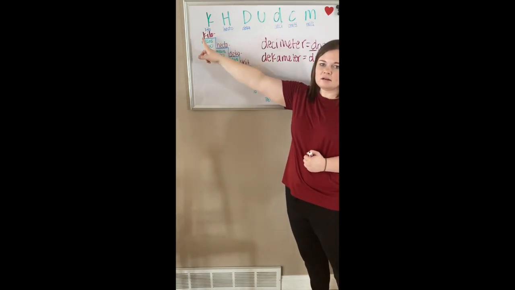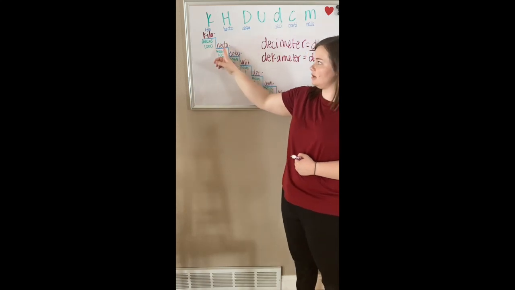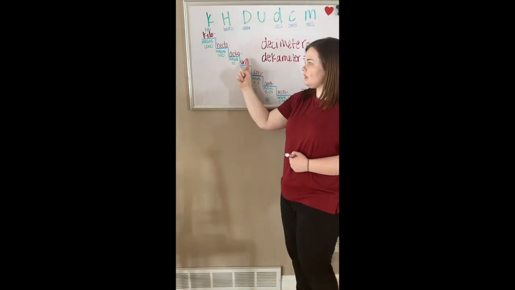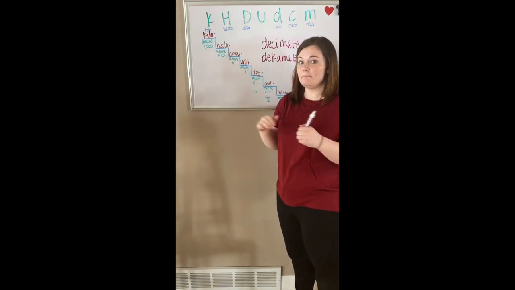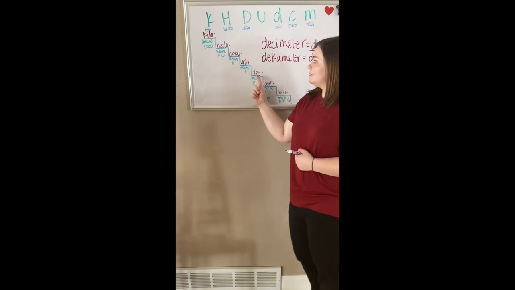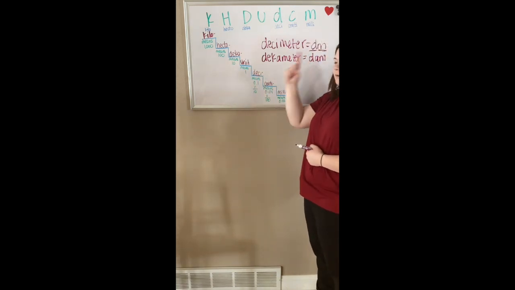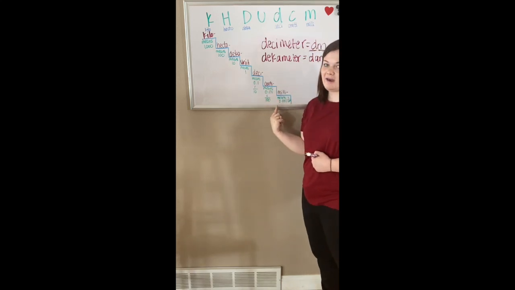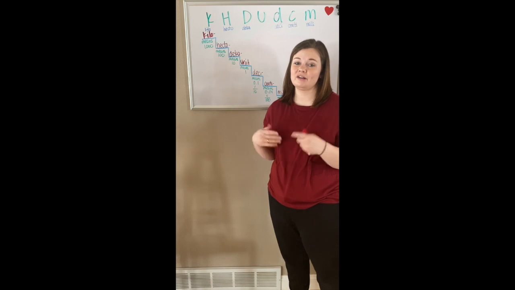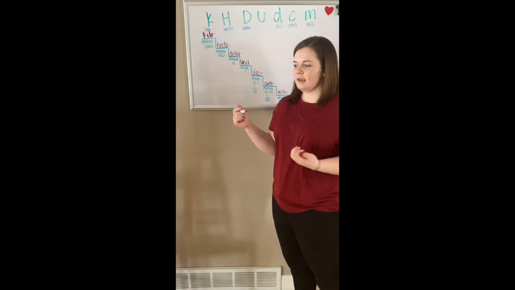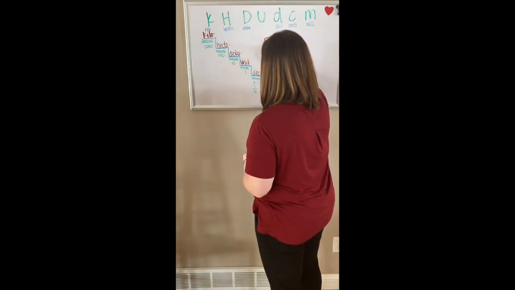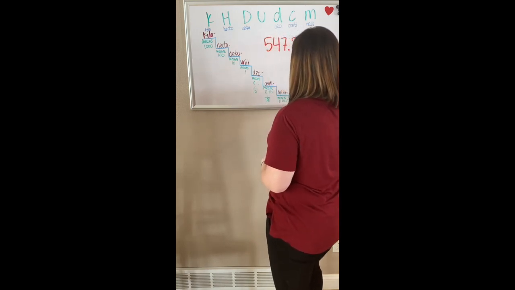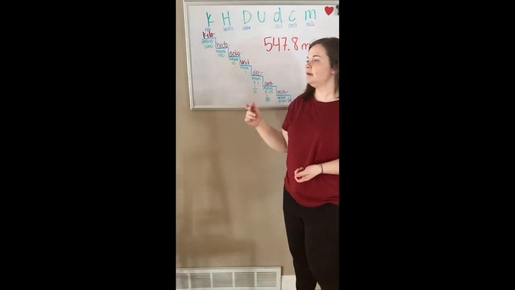So kilometers will be KM, hectometers will be HM, decameters will be DAM, our unit or our base will just be meters, flat meters. Decimeters will just be DM, centimeters will be CM, and millimeters will be MM. Okay, so you're going to be required to convert them. So let's say that they gave you 547 and 8/10 millimeters, and they say convert that to meters, okay?